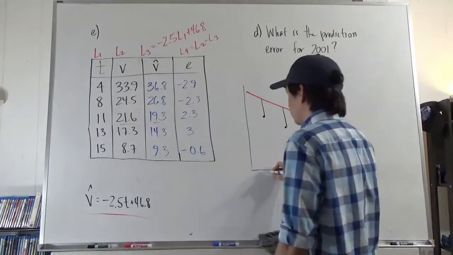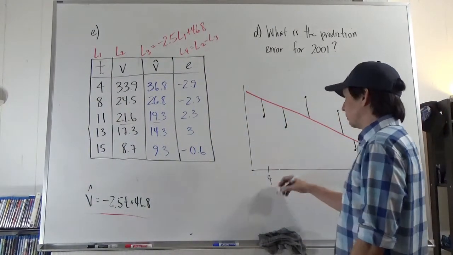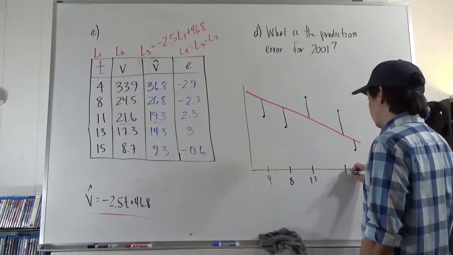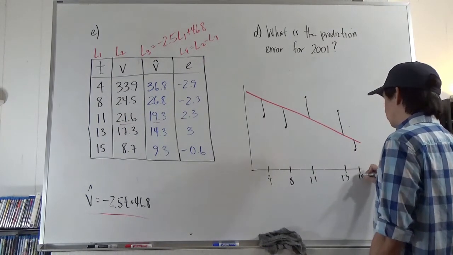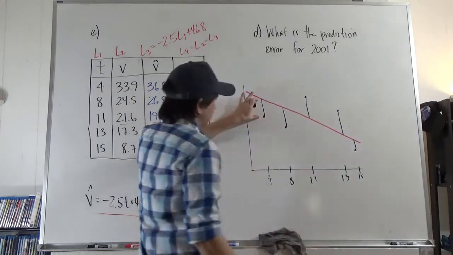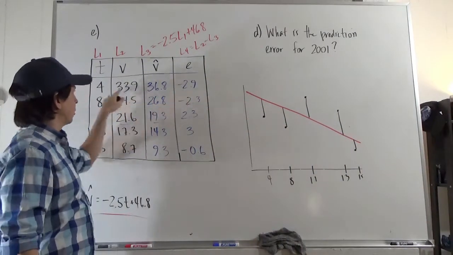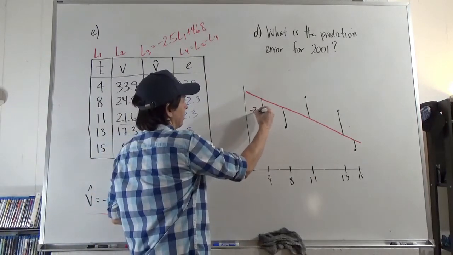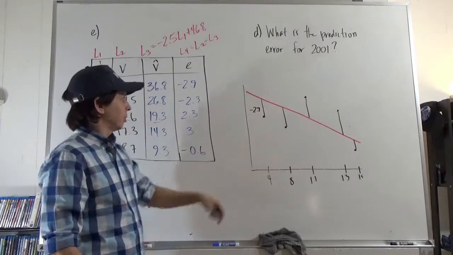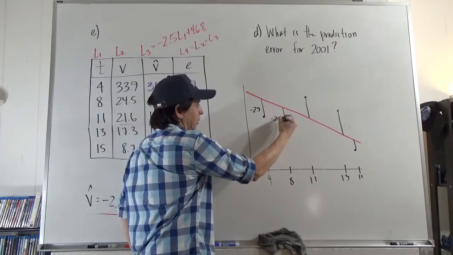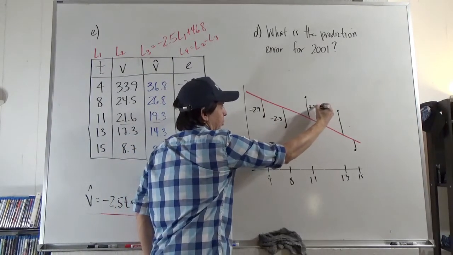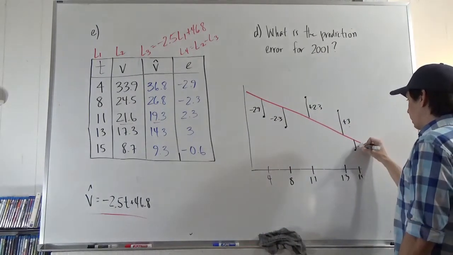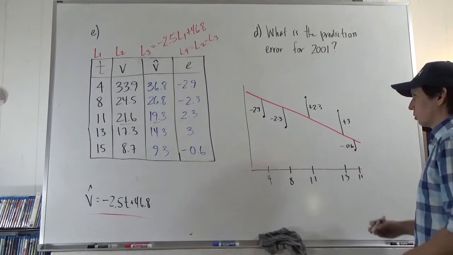What's this error? This would be for the year 4, 1994. This is year 8. Again, this is not accurate. This is just giving you a rough picture. I just want to make sure you understand where things are coming from. What's that distance right there? That's an error for the 1994 model of negative 2.9. That error right there is negative 2.3. That one is a positive 2.3. That one is a positive 3, the biggest error so far, and this one is a negative 0.6.